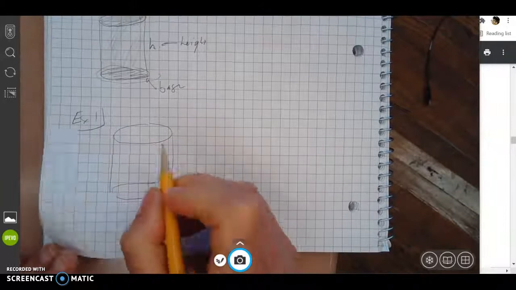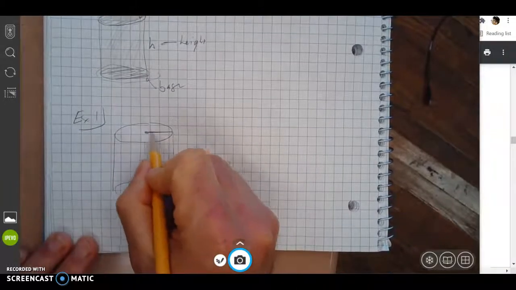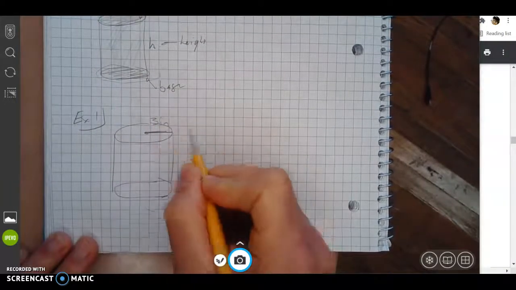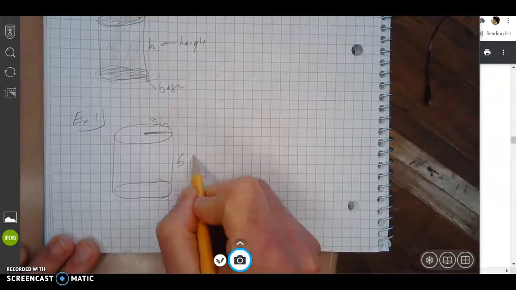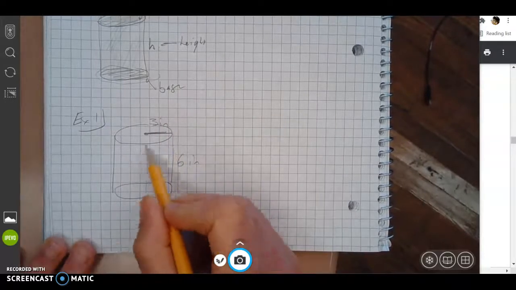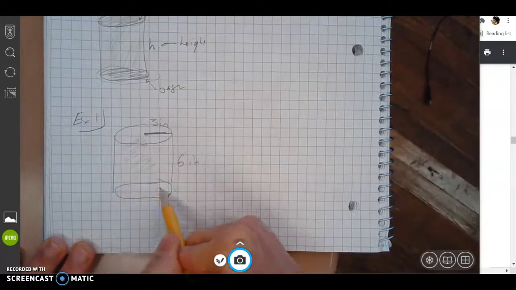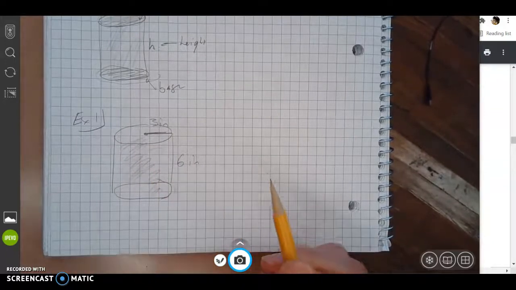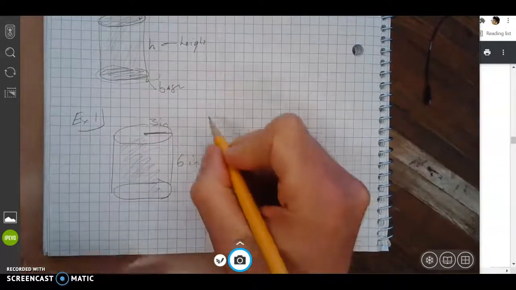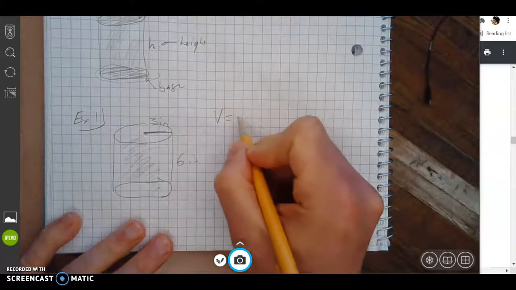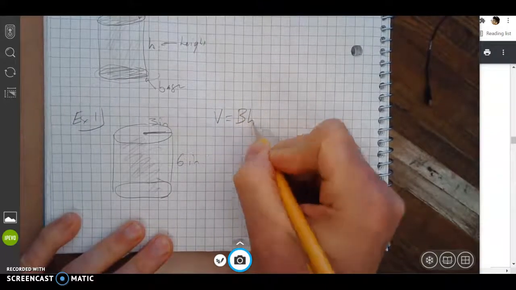There you go. Okay, so let's say the radius here is 3 inches. And the height is 6 inches. So what is the volume of this cylinder? So how much space you got inside this cylinder right here? Okay, no problem. So the volume equals BH.